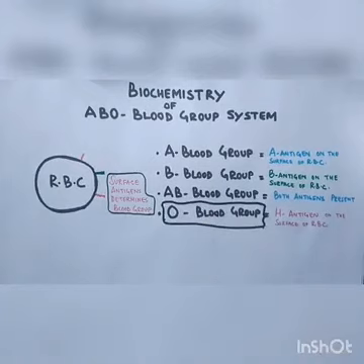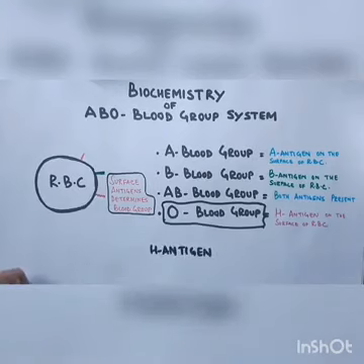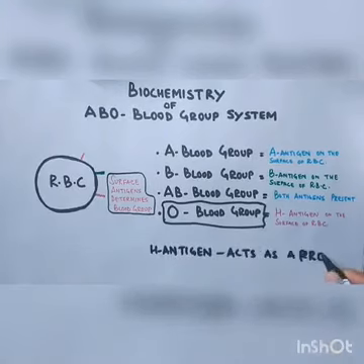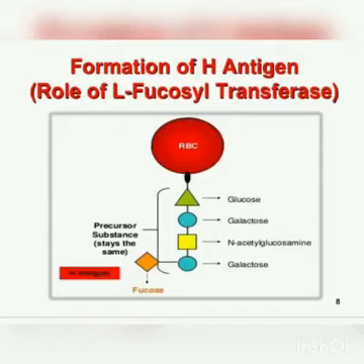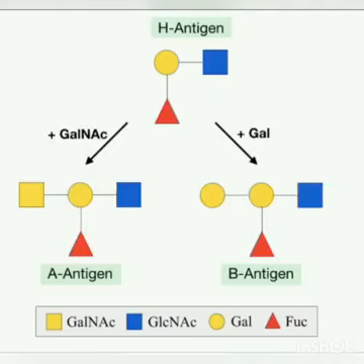You heard that O individuals lack antigen in RBC. It's because O individuals have null alleles. Null means 0. And they do not go for any addition of molecules on the precursor molecule. Here the precursor molecule is nothing but the H antigen. It is already present in the form of H antigen, and this H antigen acts as a precursor molecule of both A antigen and B antigen.